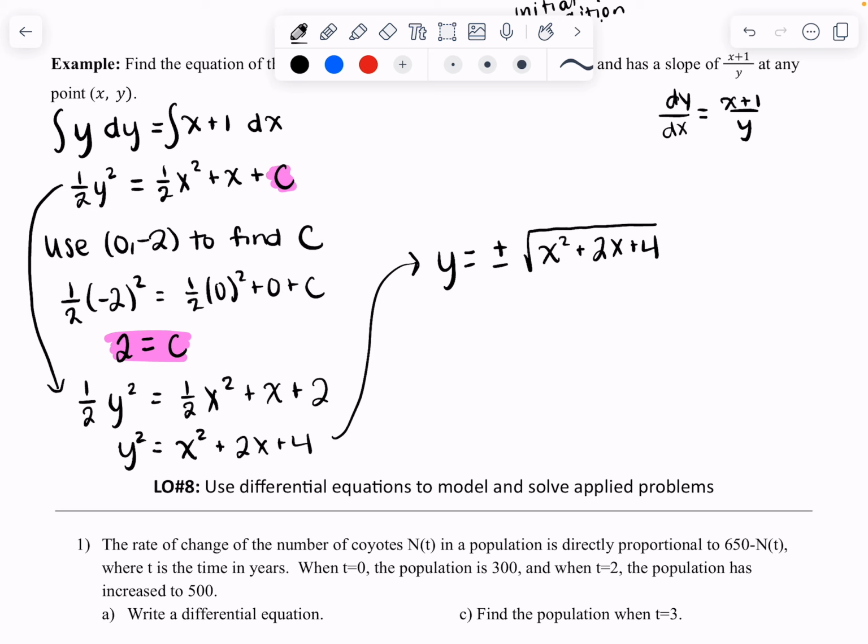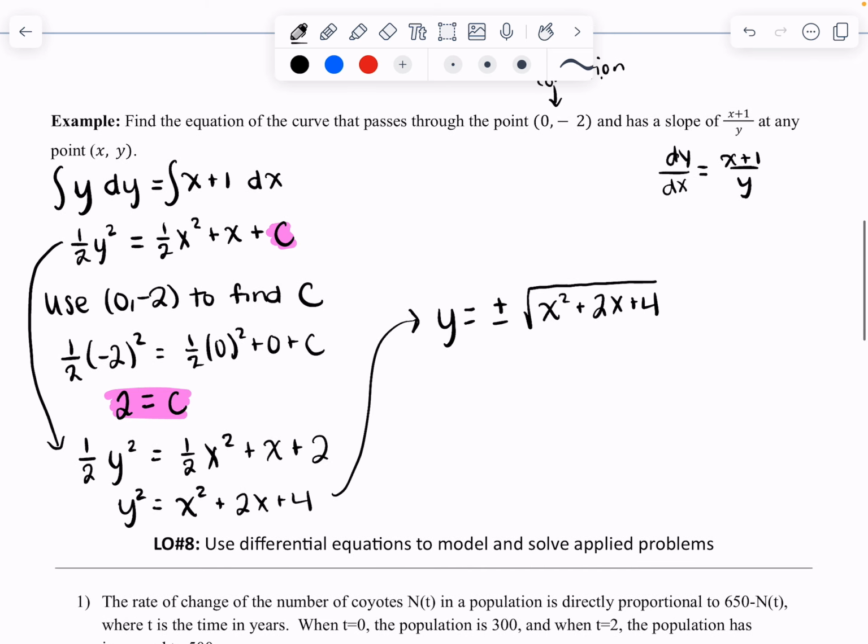And now we are trying to find the equation of the curve. So there is one here that's going to work. So we found two particular solutions. We have the positive square root x squared plus 2x plus 4, and we have the negative square root x squared plus 2x plus 4. And we have to think about which one works with our initial condition. So we look back at the initial condition, which is the 0, -2, and we think about which one of these will have that point on it, the positive or the negative.